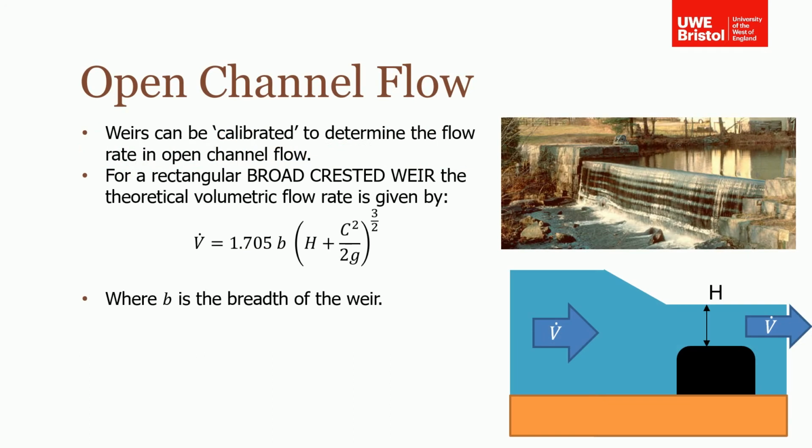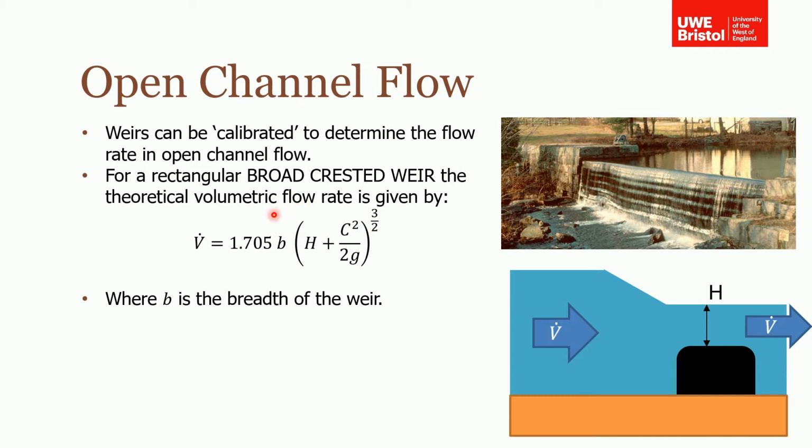In this section, I'm going to talk about open channel flow. Open channel flow is mainly applied to weirs, and there are two types. There's a broad crested weir, which I'm going to consider on this slide, and a sharp edged weir, which we'll talk about in the next one. As I say, it's normally used for measuring the volumetric flow rate going over the weir, which is obviously important for water companies and environmentalists and that sort of thing.